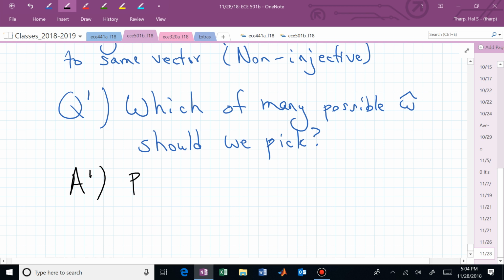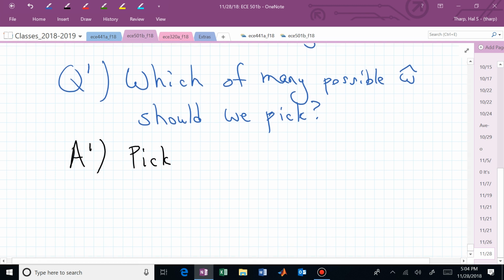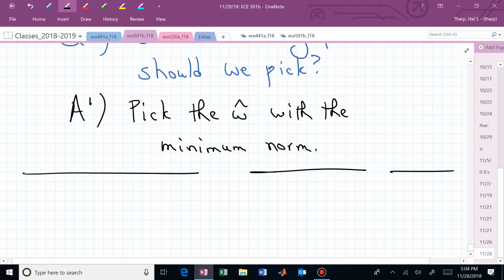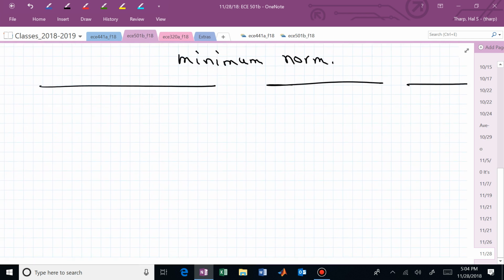Well, maybe that's not the one we want, but maybe what you do is you pick the smallest W hat. What do we mean by smallest? The one with the smallest norm. So that's maybe the one that we would pick. So pick the W hat with the minimum norm. So there's an answer.